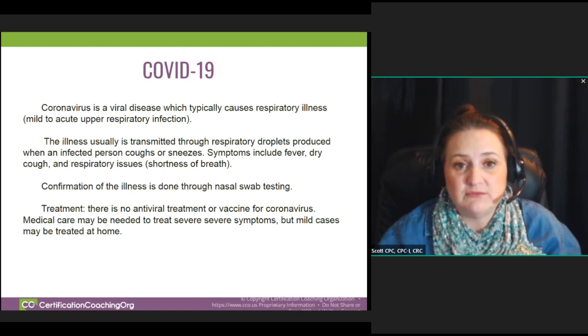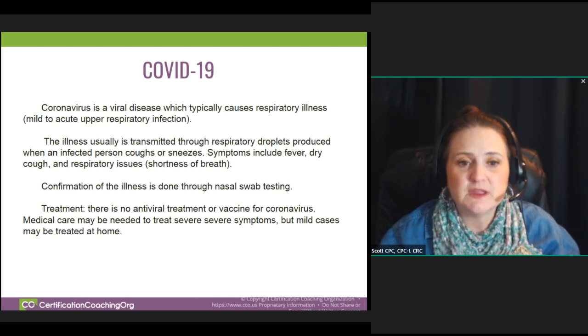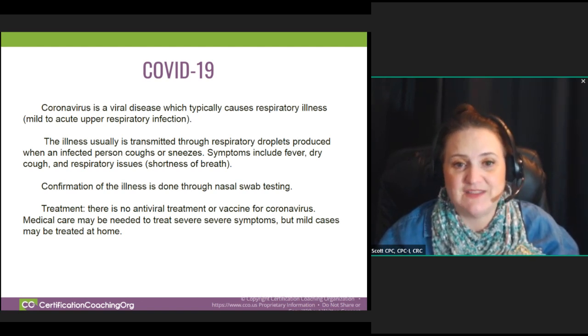And yet you have it, and you could be asymptomatic and then you could pass it to everybody else in the house, just talking to somebody. That's why the CDC is telling people, you know, you need to stay away from people.